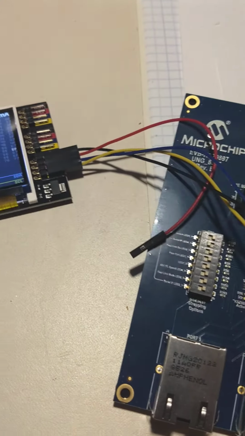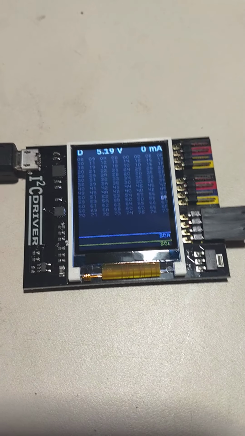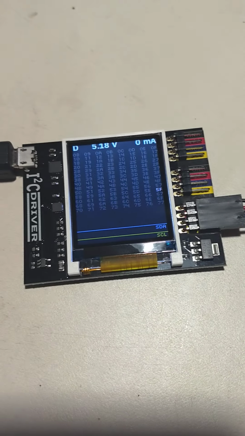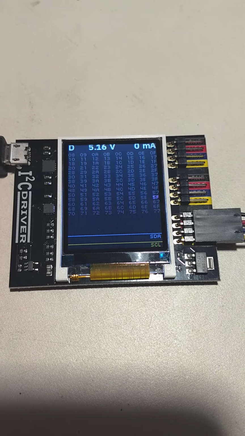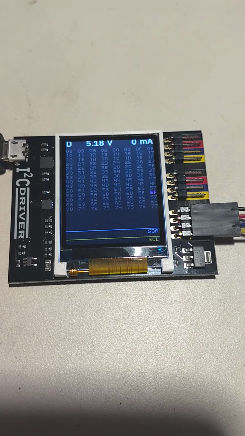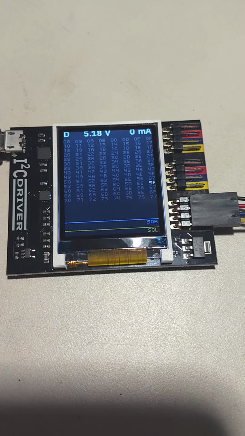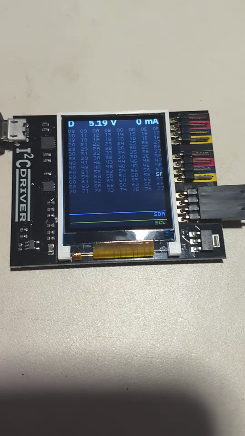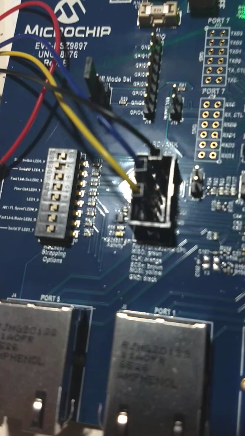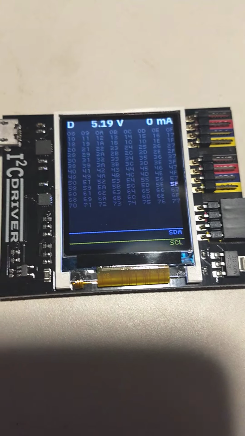I've got that connected to my I2Cdriver board, which is being driven from a USB interface. You can see right now there's no traffic on the I2C bus. At the bottom you see the clock and data. The data's in blue and the clock's in yellow, just like matching the lines here on the connection.